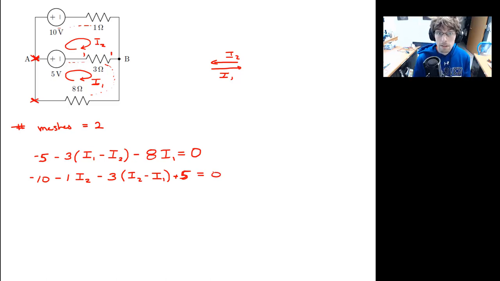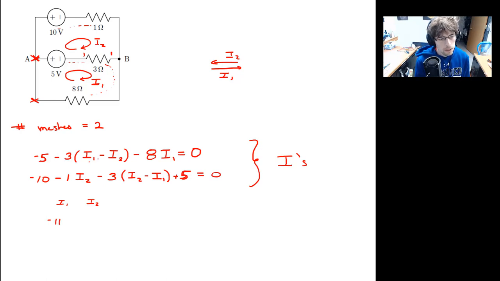Now, as I promised, when we apply mesh currents, we'll get a system of equations. And that system of equations can be used to solve for the mesh currents, the I's. We indeed notice that the only unknowns we have are the currents I1 and I2. So let's go ahead and get this equation into standard form. I will use the first column for I1 and the second column for I2. And what do we have? We have a negative I1 minus 8, so we have negative 11.